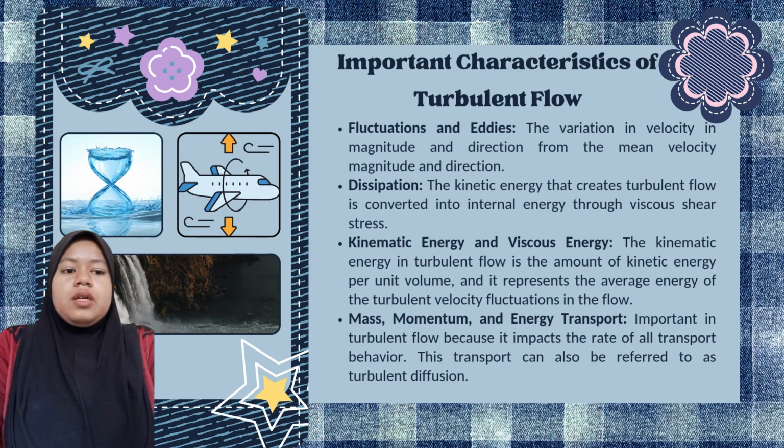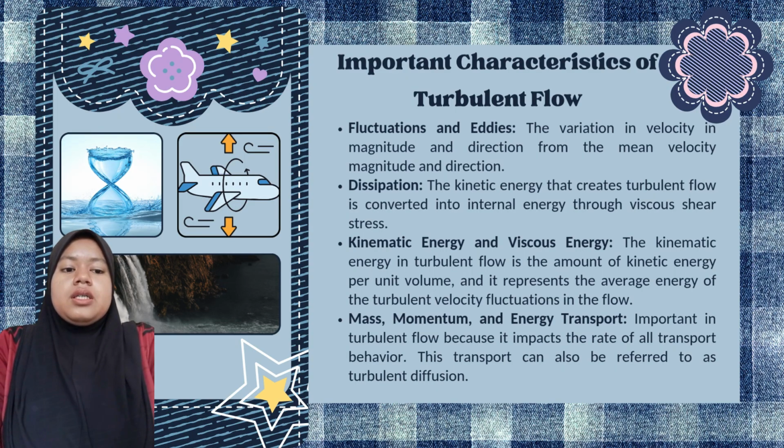The first one is fluctuation and eddies. An important measure of turbulent flow is fluctuation, which is the variation in velocity magnitude and direction from the mean velocity magnitude and direction. When fluctuations exhibit a swirling, circular motion, they are called eddies. This variation in flow drives the velocity vector, pressure, and temperature of the fluid, as well as the kinetic energy and mixing in chemical reactions and the shear loss on structures.